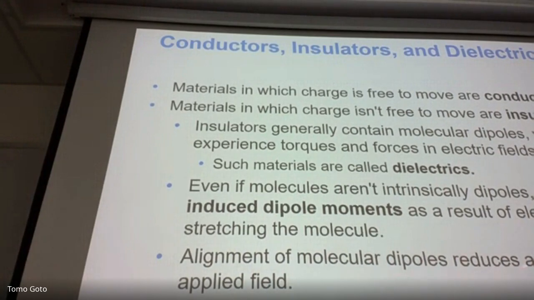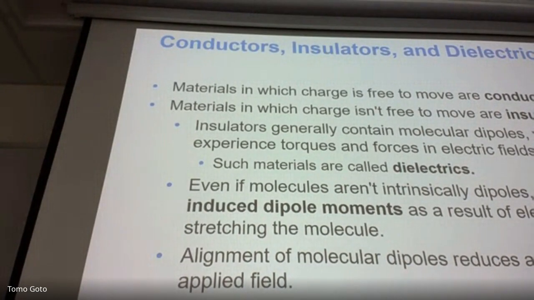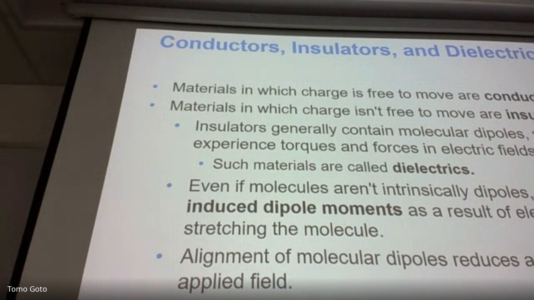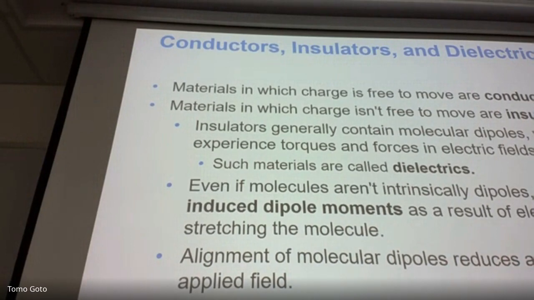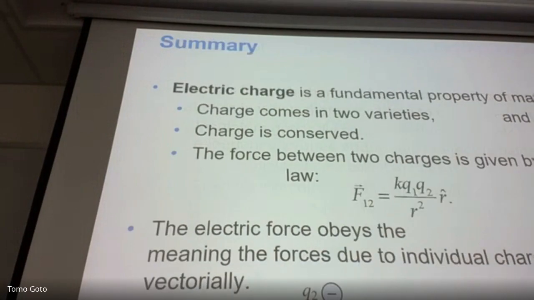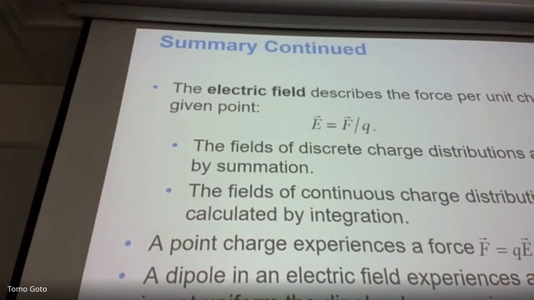Alignment of molecular dipoles reduces an externally applied field. Once you have aligned these dipoles, they counteract the electric field applied, right? Because in this particular part, plus and minus are separated, so this field cancels out a little bit of the applied E. So this reduces the electric field. Now, that's what we learned. I hope it was not too difficult, right? We learned Coulomb's law, the superposition principle, and then we saw some examples of wire to integrate.